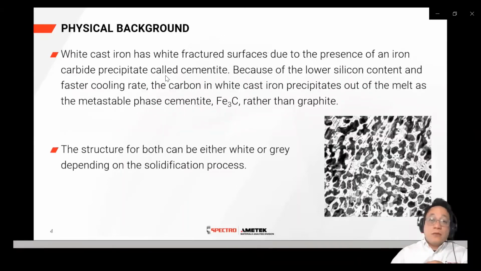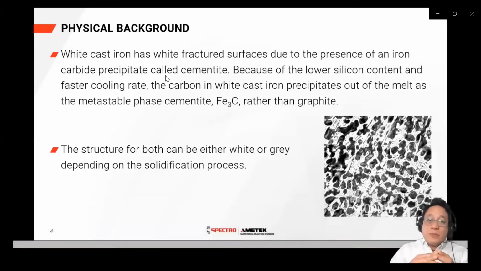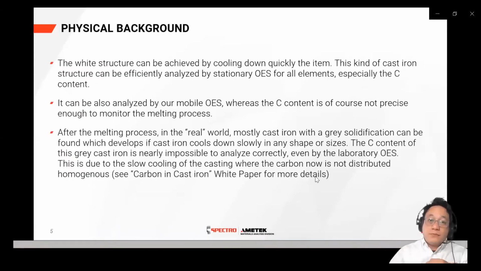Now, the other type, the white cast iron, has a white fractured surface as you can see up here. This is caused by the presence of an iron carbide precipitate. This is called cementite. It has a lower silicon content than gray cast iron, and due to a faster cooling rate, the carbon in the white cast iron precipitates out of the melt as a metastable phase, cementite. The structure of a cast iron can either be white or gray, and this depends on the solidification process.